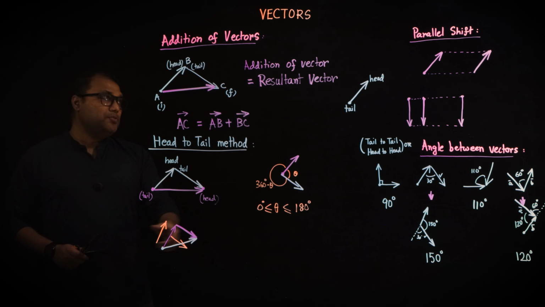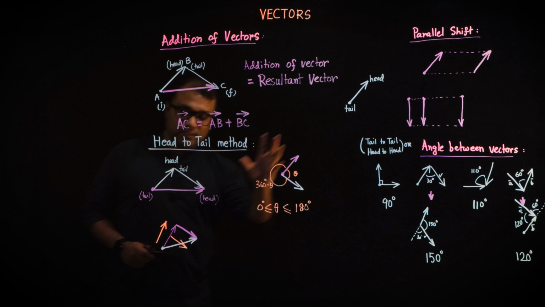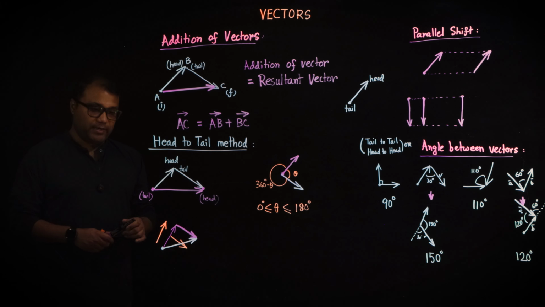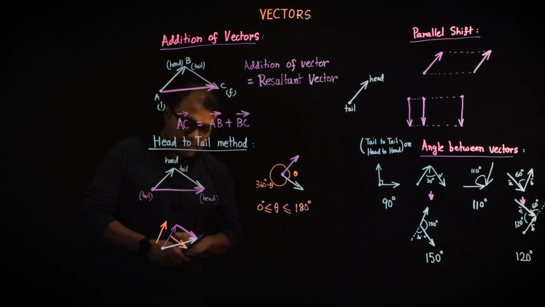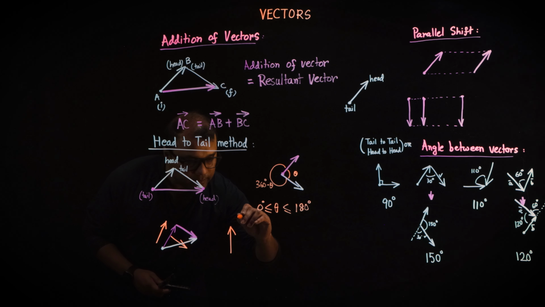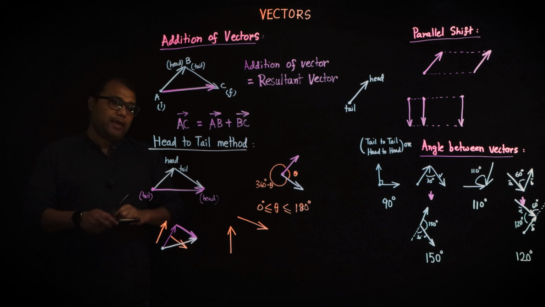So I am using the parallel shift concept to connect the head of the first vector to the tail of the second vector. Let's take another example. Let's say I have one vector like this and another vector like this. Okay, how can I add these two vectors?